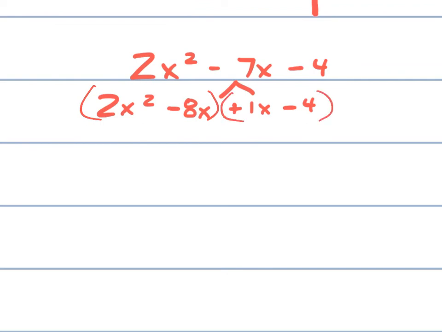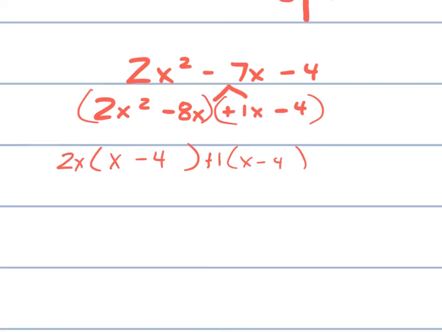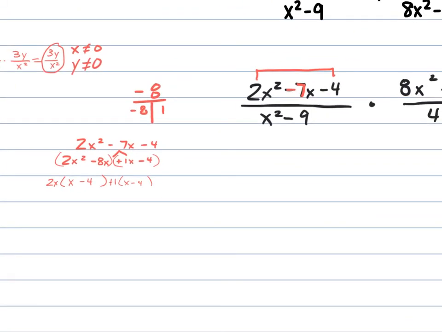What do 2x squared and negative 8x have in common? 2x. What would be left inside? x minus 4. What can I factor out of x minus 4? 1. A positive 1, which just leaves me x minus 4. So my two factors on top will be 2x plus 1 and x minus 4. Talk to me about the denominator up top. Difference of two squares, so it becomes x plus 3, x minus 3.